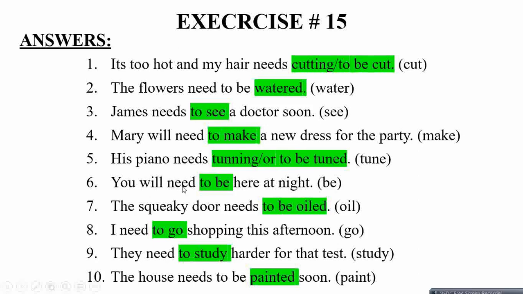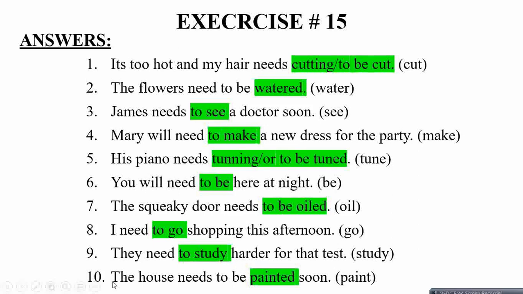Question 6: you will need to be here at night. You is an animate human being, so the be will be in the infinitive form. Question 7: the squeaky door. Door is inanimate, so it will be to be oiled, the verb in the past participle form. Question 8: I need to go shopping this afternoon. I is a living being, so the verb will be in the infinitive form. Question 9: they need to study harder for the test. They is a living being, therefore the verb study will be in the infinitive form, to study.